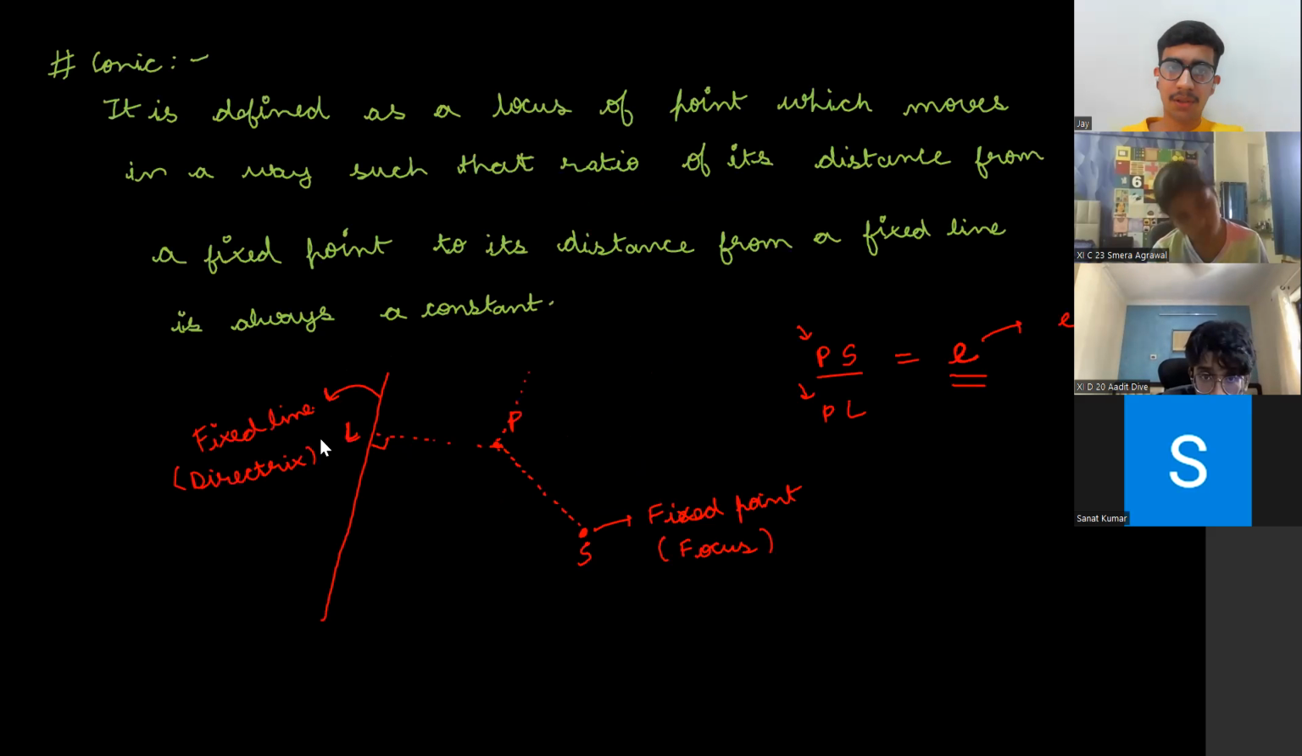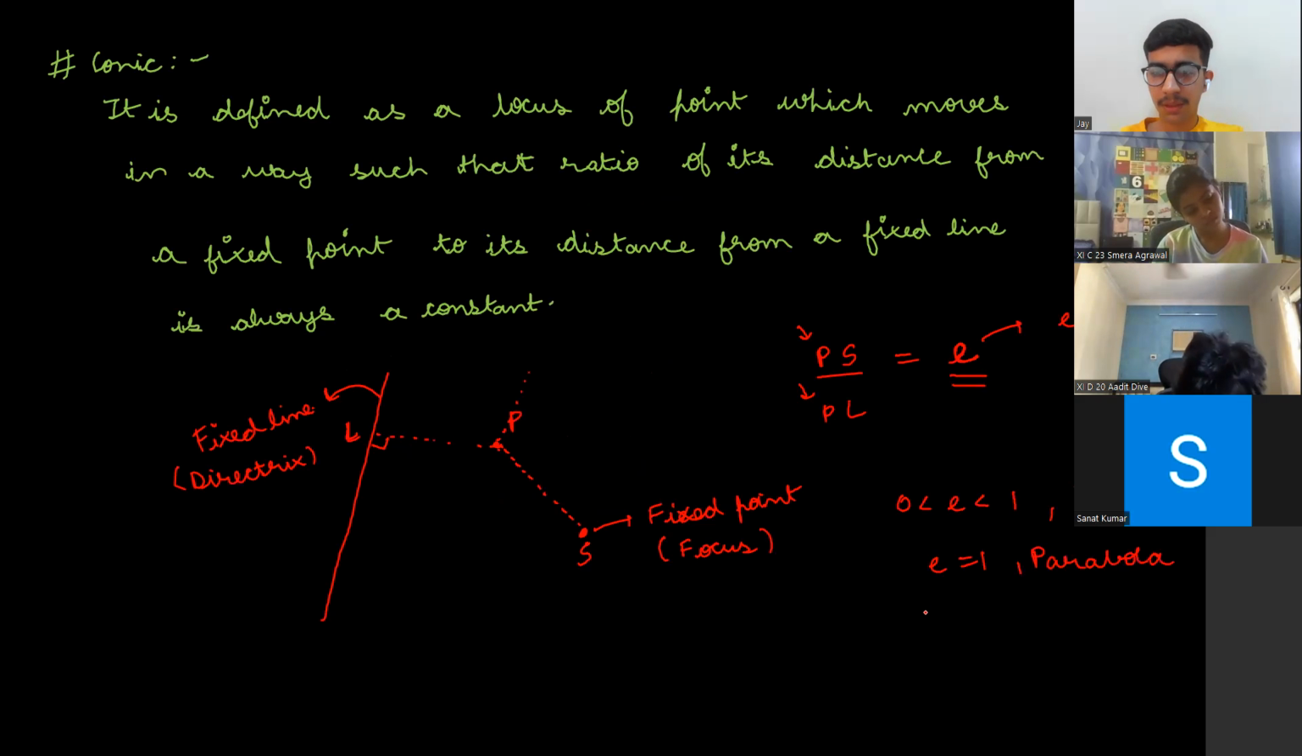Okay, यहाँ पे एक चीज और लिख लेना कि when eccentricity is between 0 to 1, the shape which comes out is an ellipse. When eccentricity is equal to 1, the shape which comes out is a parabola. And when eccentricity is greater than 1, the shape is a hyperbola.